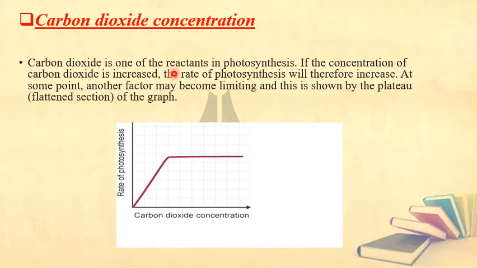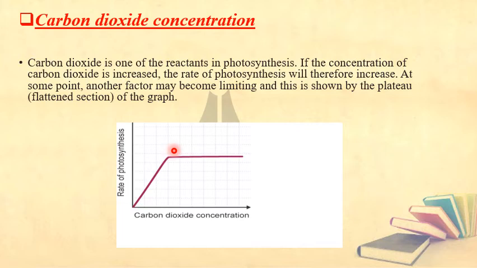As you know, carbon dioxide is one of the reactants in photosynthesis. What do I mean by reactants? By reactants, I mean one of the essential needs for photosynthesis to take place. If the concentration of carbon dioxide is increased, look at the graph. When the concentration of carbon dioxide increases, as you see, the rate of photosynthesis increases till a certain point. At some point, another factor may become limiting, and this is shown by the plateau, the flattened section of the graph.